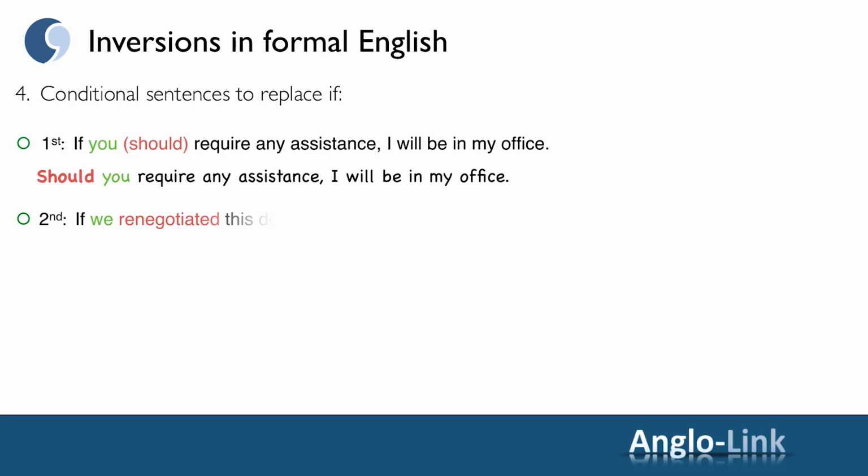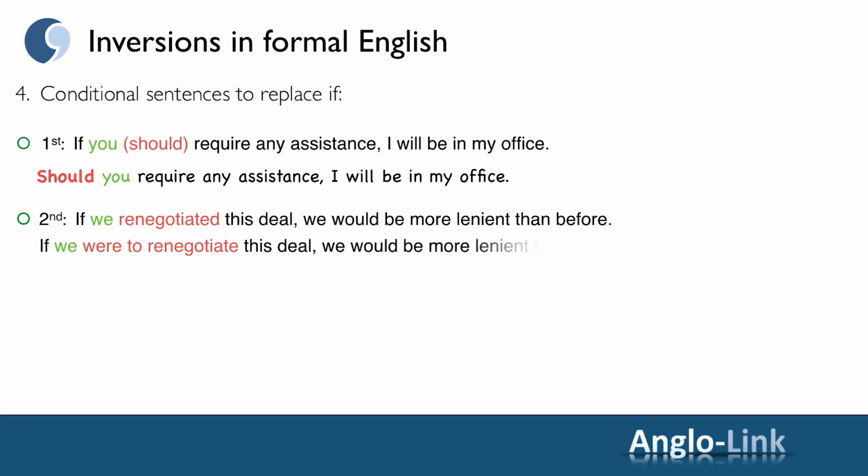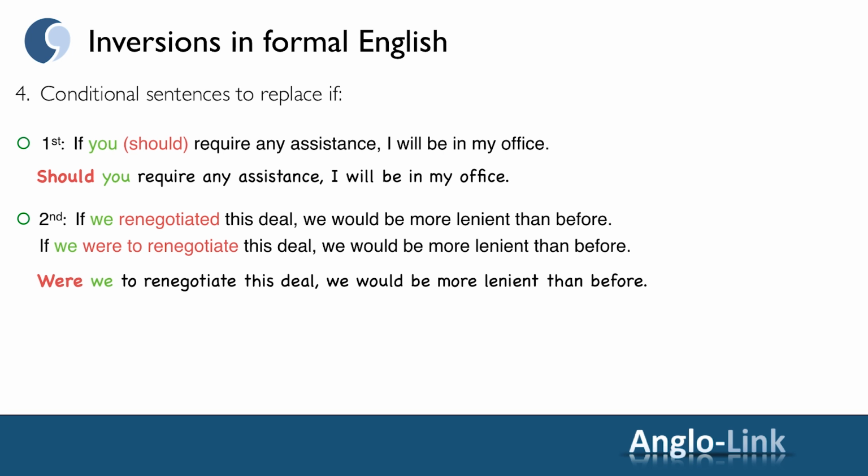Let's look at the second conditional. For example, if we renegotiated this deal, we would be more lenient than before. As you know, there's a formal way of saying this, and that is, if we were to renegotiate this deal, we would be more lenient than before. And it is the word were that comes to the beginning of the sentence and replaces if. Were we to renegotiate this deal, we would be more lenient than before.